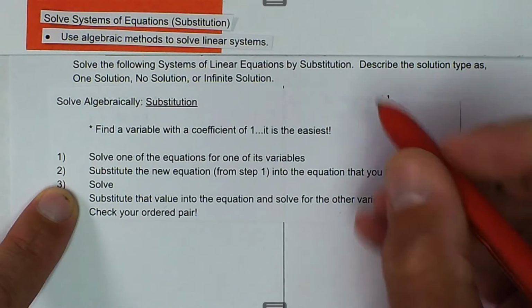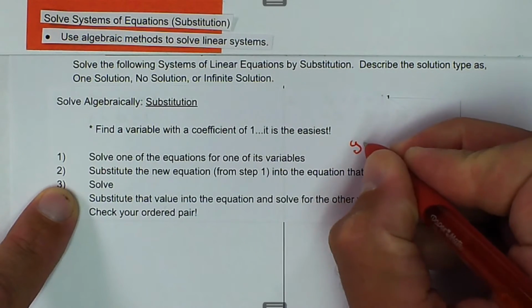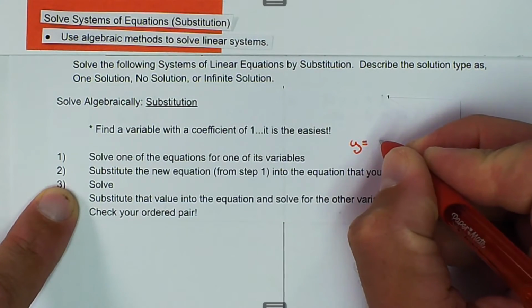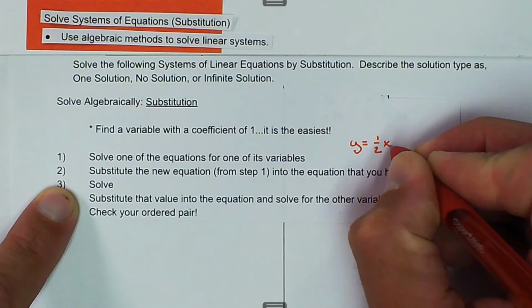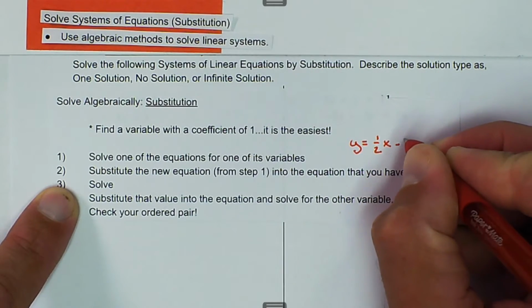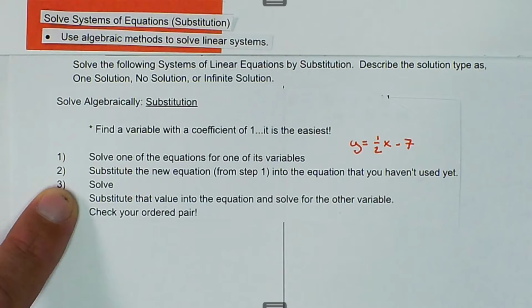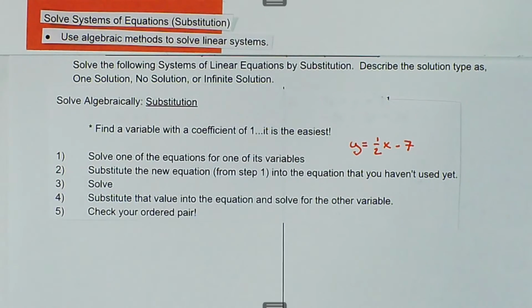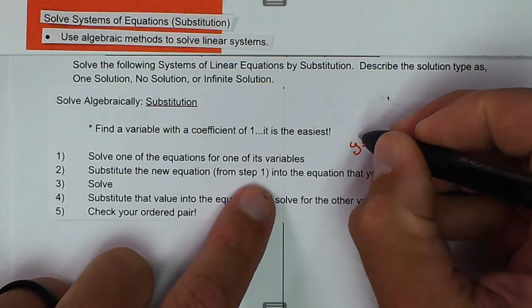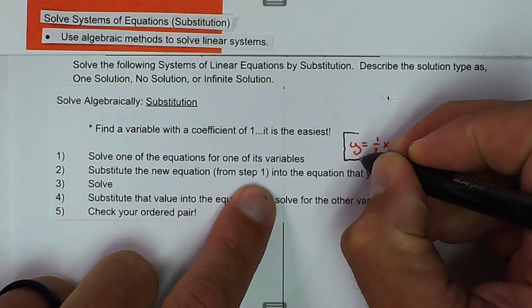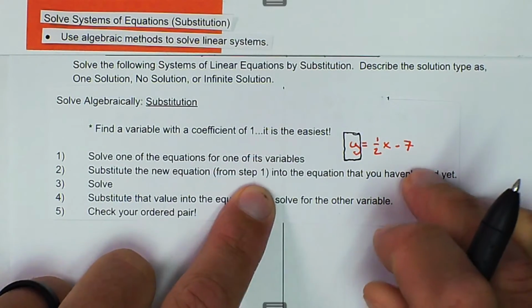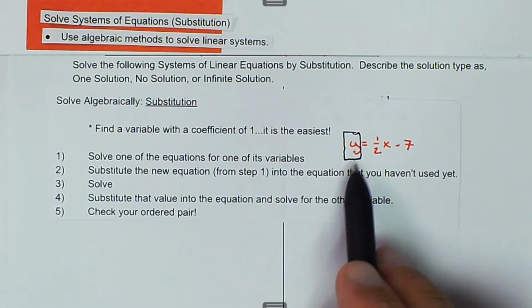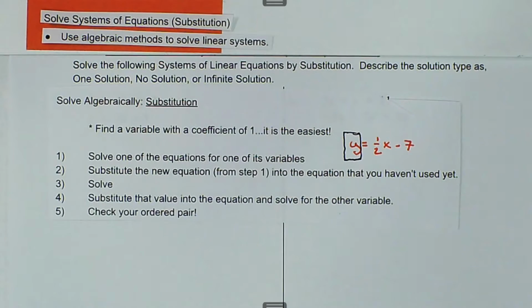So if we're talking about a coefficient of 1, if we have y equals 1/2 x minus 7, if that's our equation, the variable that has a coefficient of 1 is going to be the y variable. So if we have y by itself with a coefficient of 1, that will be the easiest way to substitute it in.